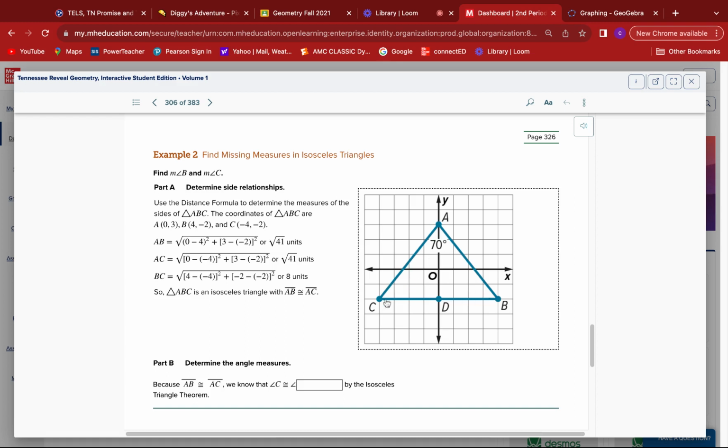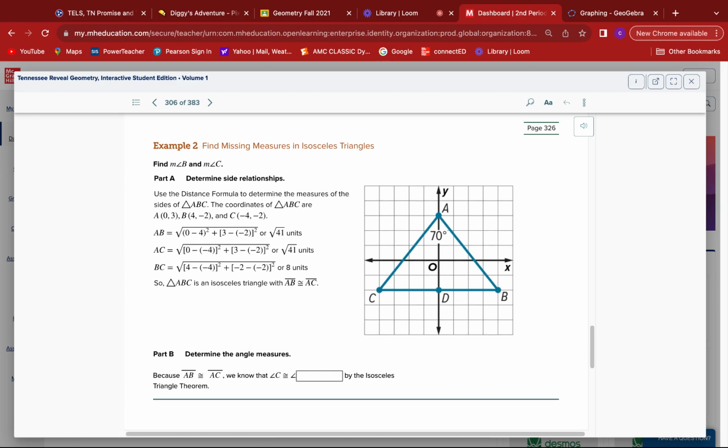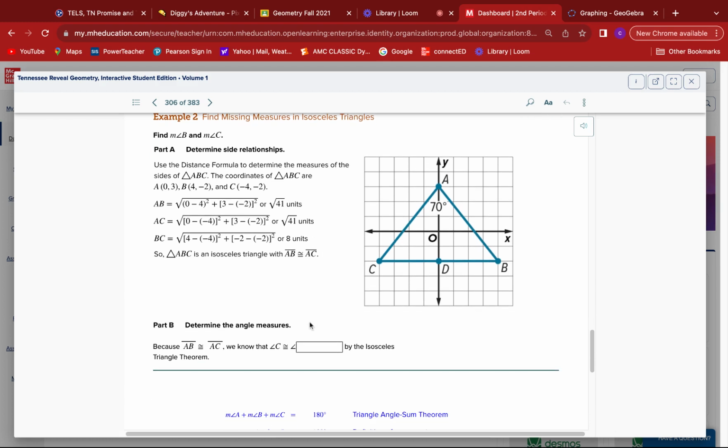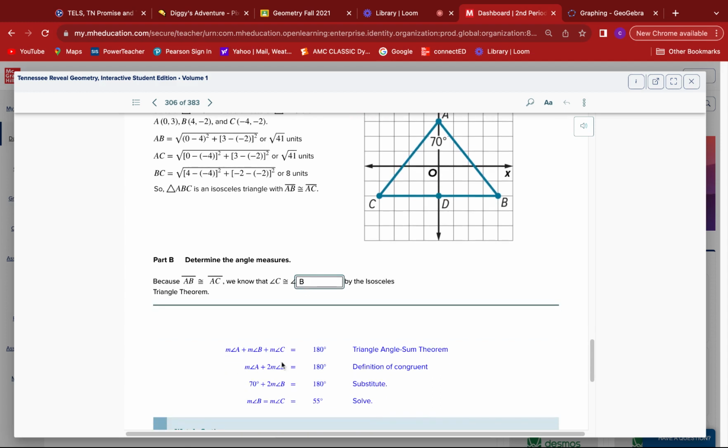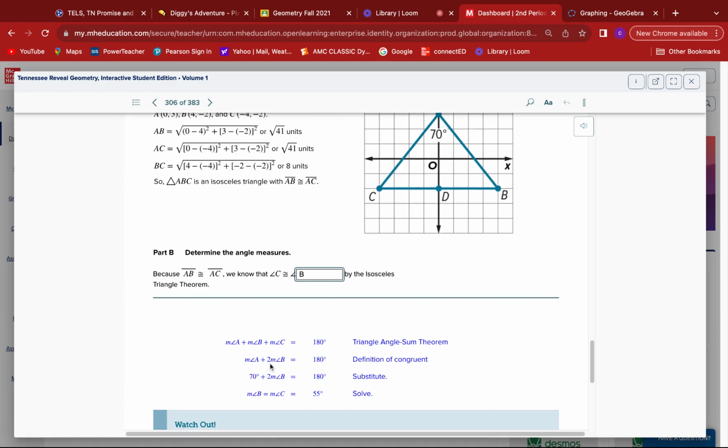I've got to find these two base angles, and we know that these two base angles are equal to each other. They must be the exact same. And the three angles of a triangle add up to 180. We learned that before in lesson 5-1. Because it's an isosceles triangle, we know that angle C is congruent to angle B. So I'm going to add 70 plus the unknown plus the other unknown. That's where they get two unknowns, because they are the same.